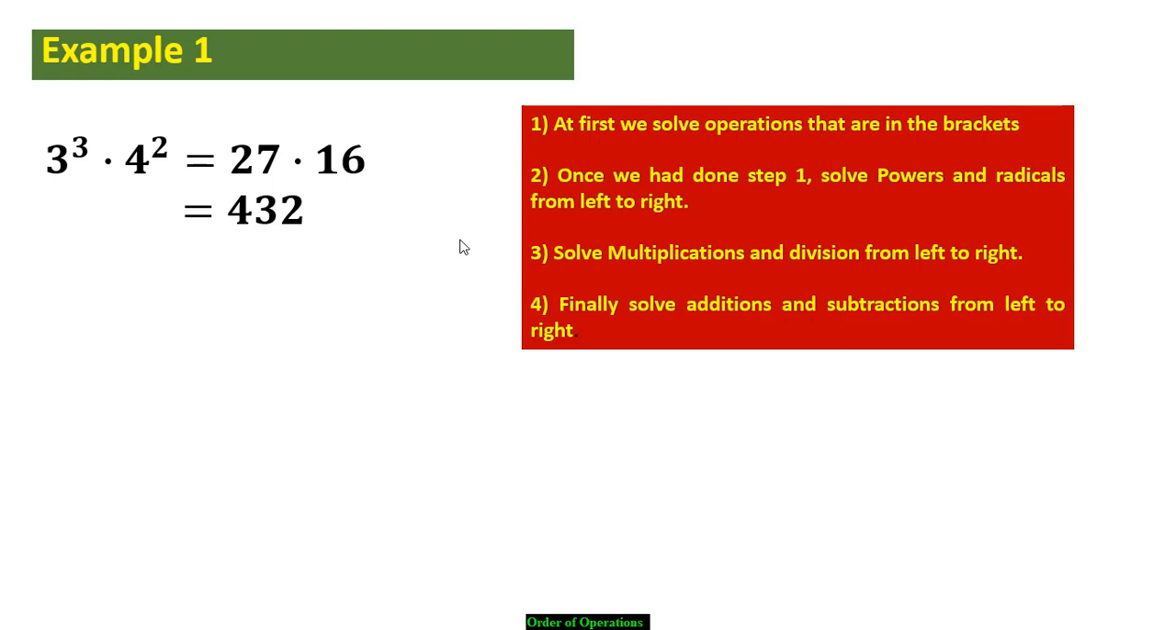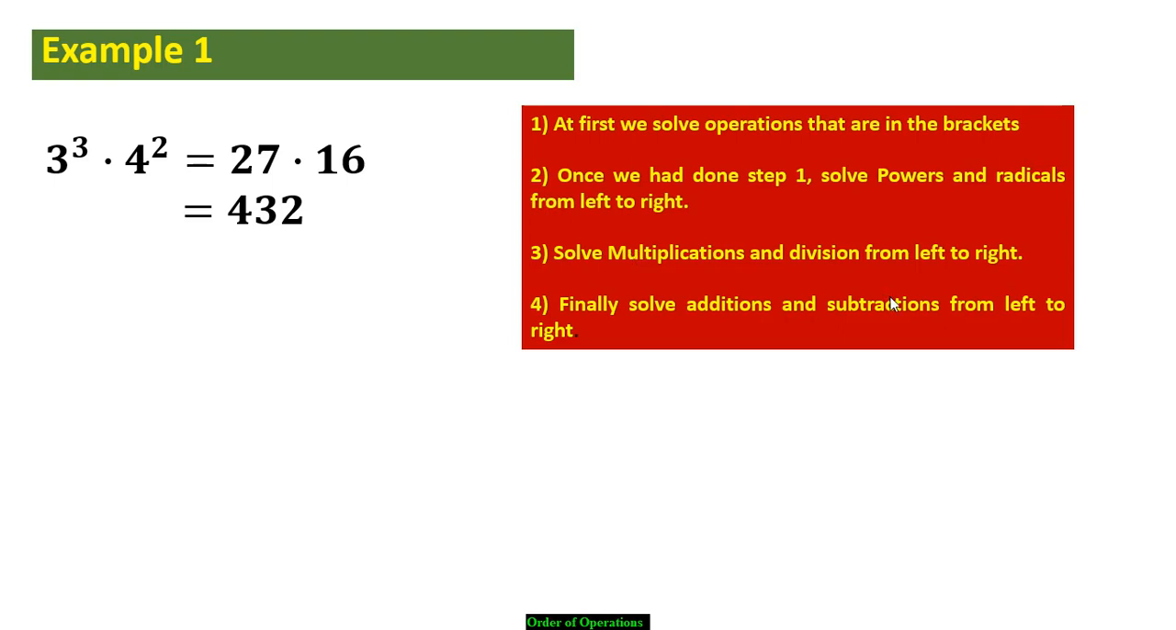Solve powers and radicals from left to right. So we have to solve these operations from left to right. And at the left side, we have 3 to the power of 3. So this is the first one we have to solve, that is 27. And then we have to solve 4 squared, that is 16. We have done powers and radicals. Well, radical, we don't have radical, so we only have to solve powers.